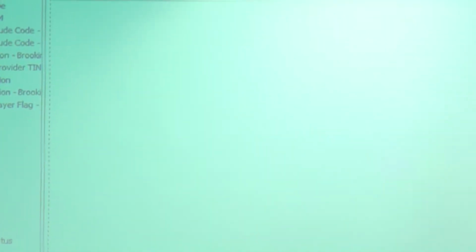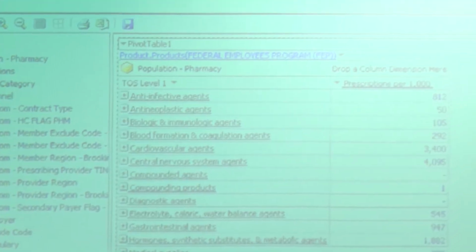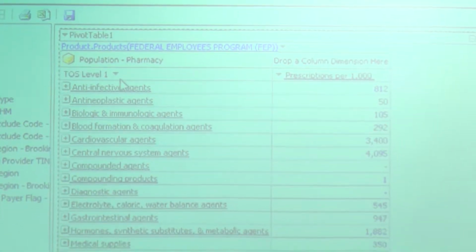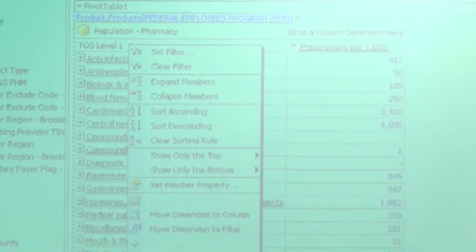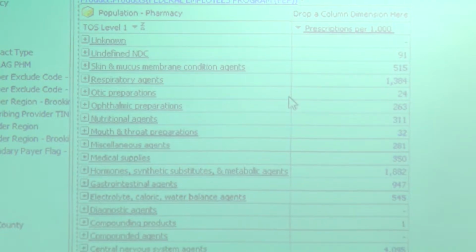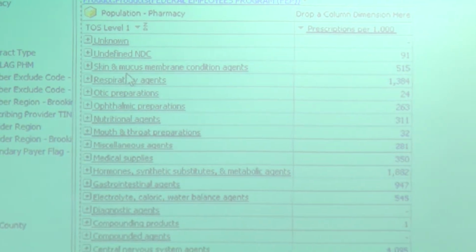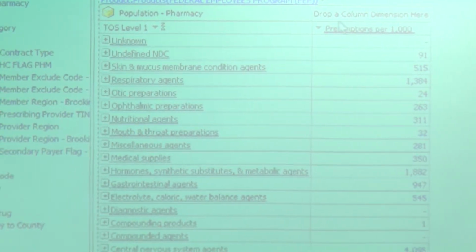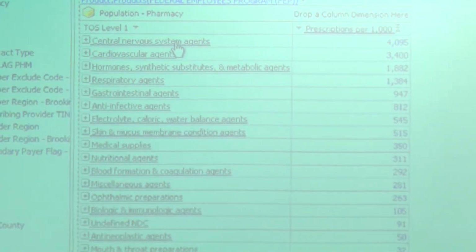Then I might be going out here saying, okay, well, let's take a look at those particular prescriptions and let's look at them by type of service. And I'm going to drop the type of service into a row axis. And here's where we get to their highest level of pharmacy, and I want to see which is the best or the most used drug here. So I'm going to sort it descending. And we have unknown and undefined. And then we have skin, we have respiratory agents. There we go. Central nervous system agents. I didn't sort that right. I was wondering why the numbers didn't look right.